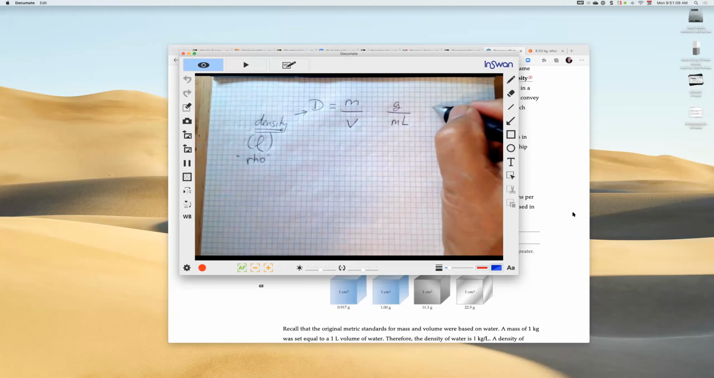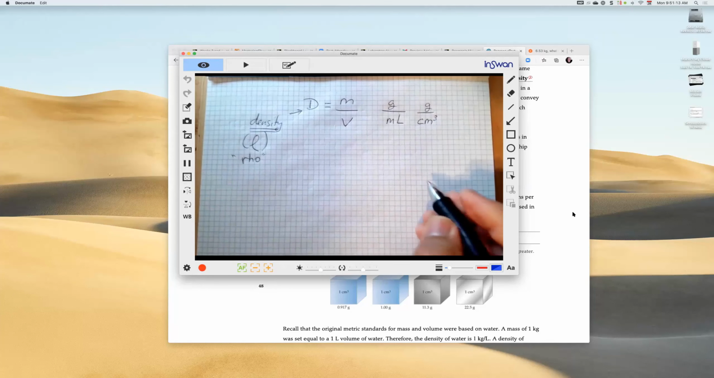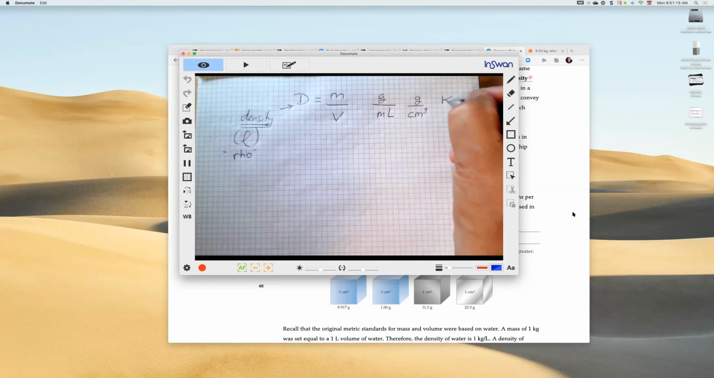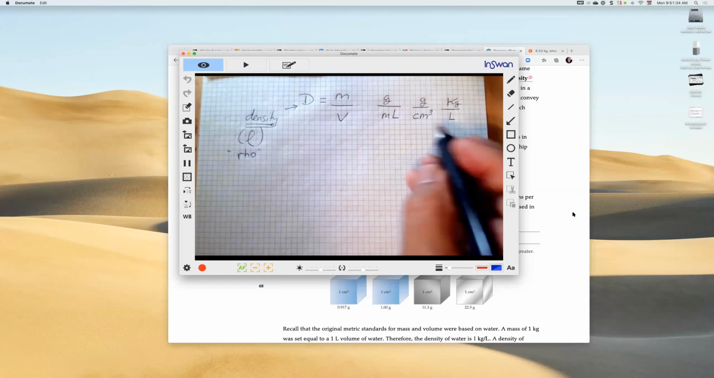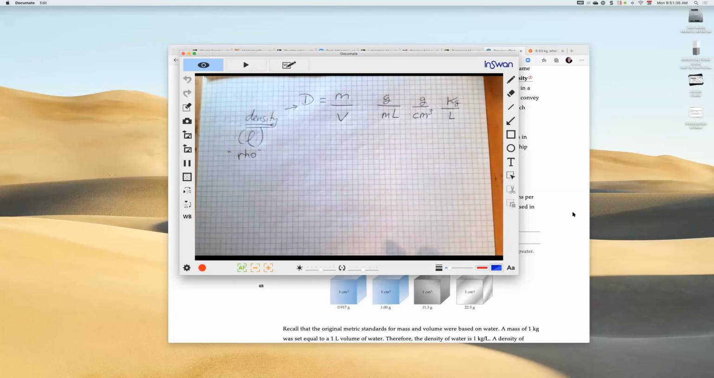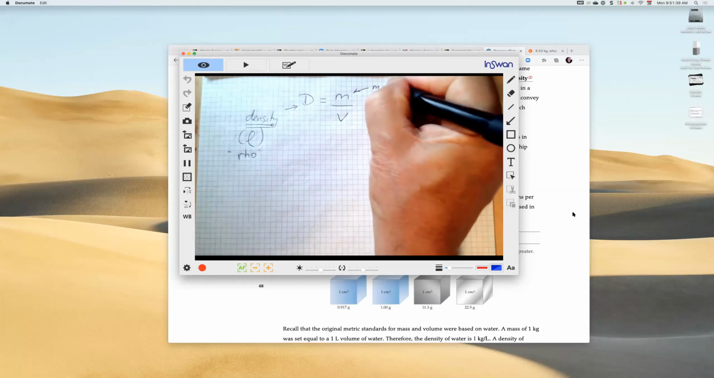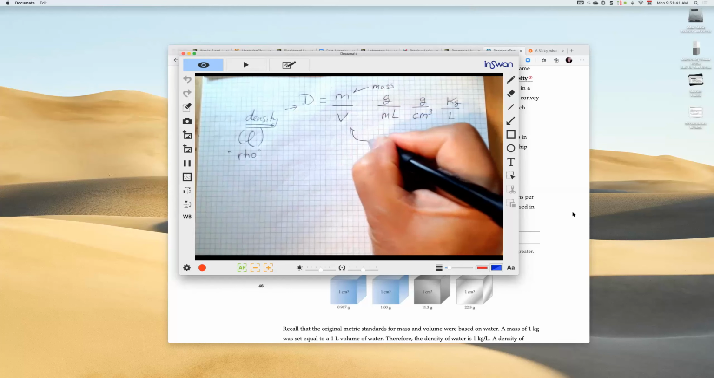But you can also use grams and cubic centimeters, or you can also use, if you want, kilograms and liters, as long as the units are mass over volume. We could even use pounds per gallon. That would be valid. But it cannot be mass and mass or volume. It has to be mass and volume. Okay?